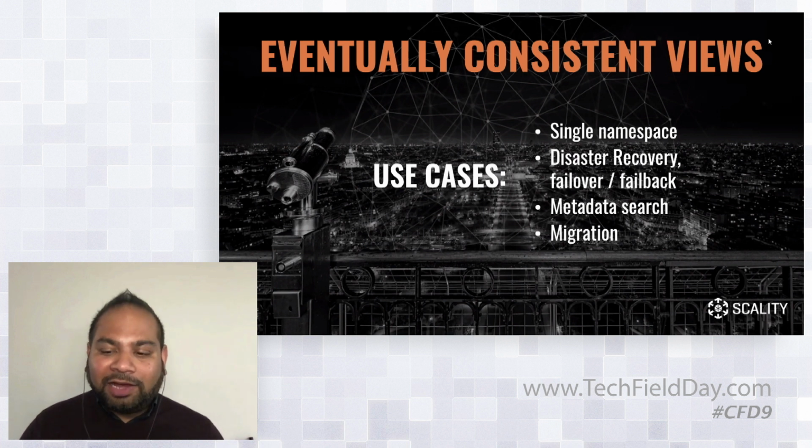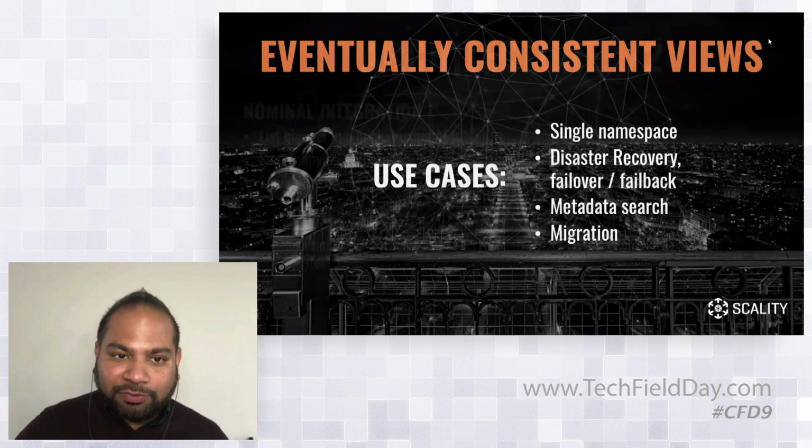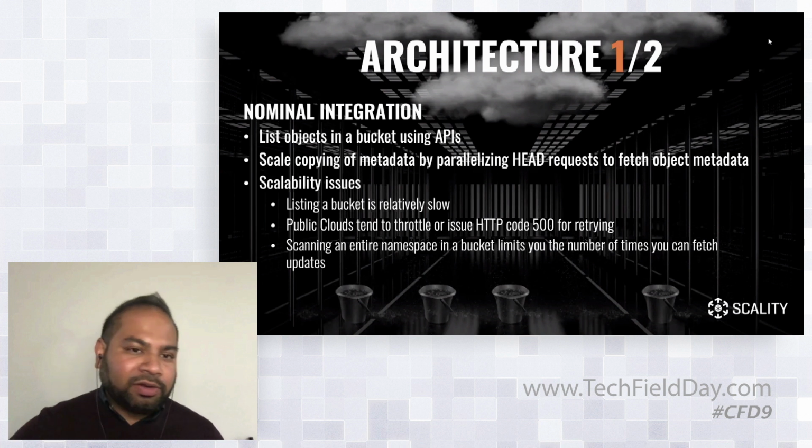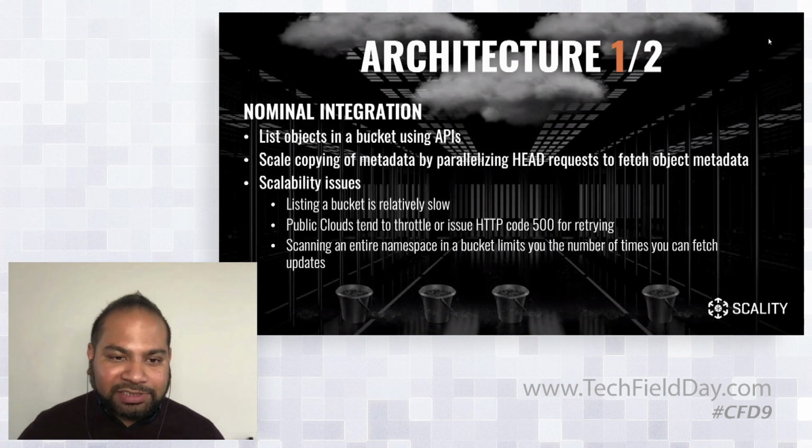So how did we do this? I want to talk a little bit about the architecture. The obvious thing you can go for is, okay, cool, we're going to list the objects on the bucket using the APIs. We can easily scale by copying metadata by performing head requests. You list objects in a bucket, and you can perform a head request to fetch metadata.